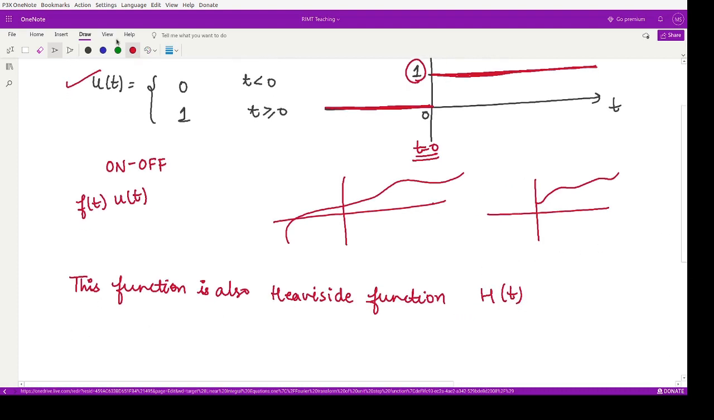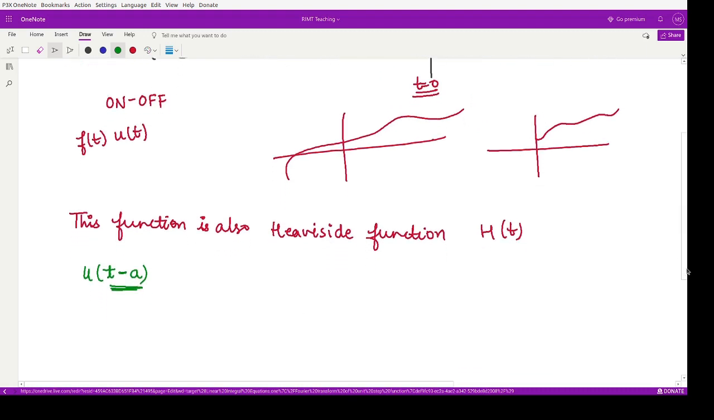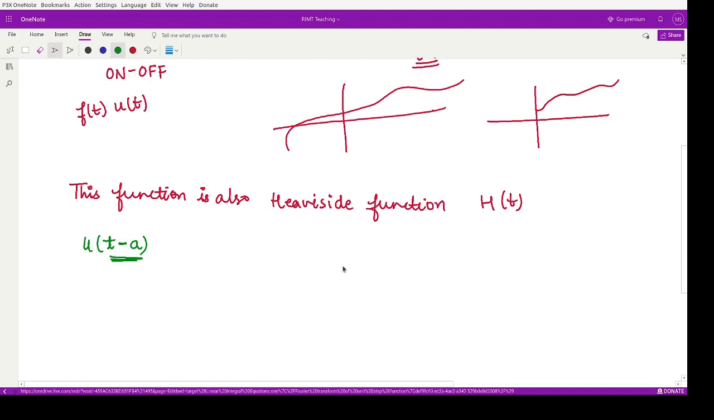Now what if I displace this function? Now I am defining u of t minus a. That means I am shifting the variable t by a units to the right hand side. Why right hand side? Because I am subtracting a from it. So what is the effect on the function's value? It is again 0 whenever t is less than a. Previously it was less than 0, in this case it is less than a, and it is equal to 1 whenever t is greater than or equal to a.